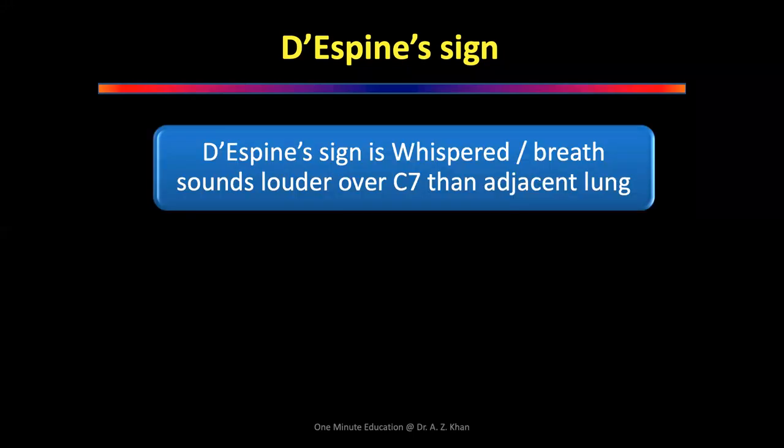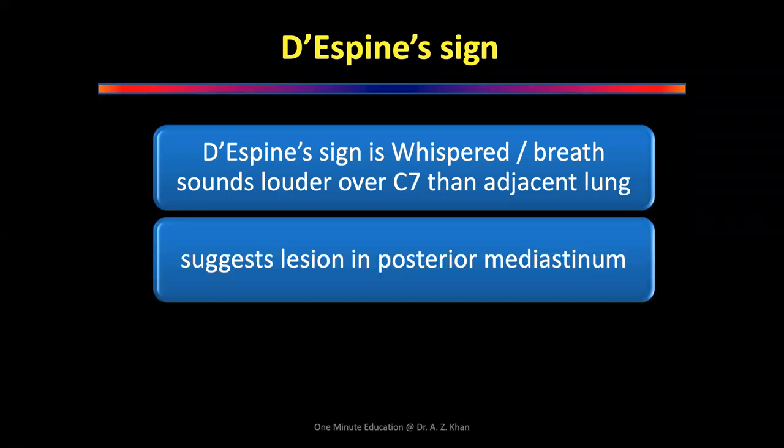So this is auscultation over C7. You have to auscultate over C7, and the breath sounds become louder over C7 than over the chest, usually in the presence of a posterior mediastinal mass. So whenever there is a posterior mediastinal mass and you are auscultating the chest, you have to auscultate at the apex of the chest around the C7 area. C7 is cervical 7 at the back.